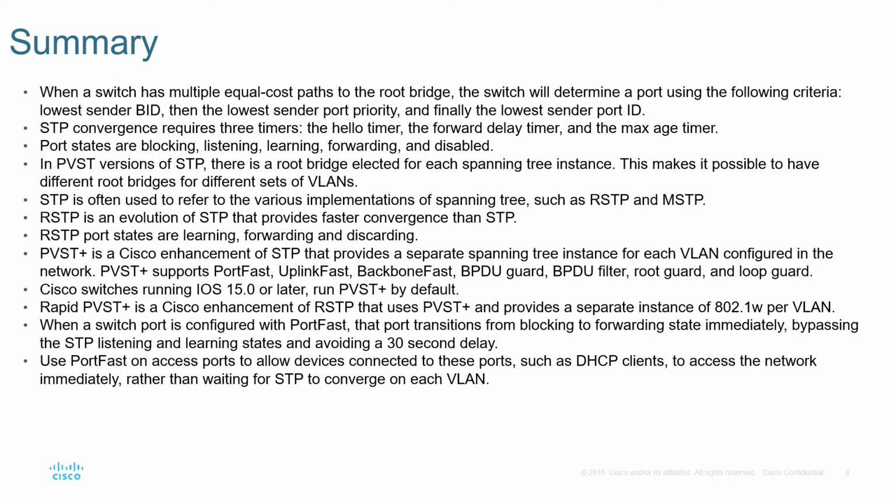PVST Plus is a Cisco enhancement of STP that provides a separate spanning tree instance for each VLAN configured in the network. Cisco switches running IOS 15 or later run PVST Plus by default. Rapid PVST Plus is a Cisco enhancement of RSTP that uses PVST Plus and provides a separate instance of 802.1w per VLAN. And when a switch port is configured with PortFast, the port transitions from blocking to forwarding state immediately. Use PortFast on access ports to allow devices connected to these ports, such as DHCP clients, to access the network immediately rather than waiting for STP to converge on each VLAN.